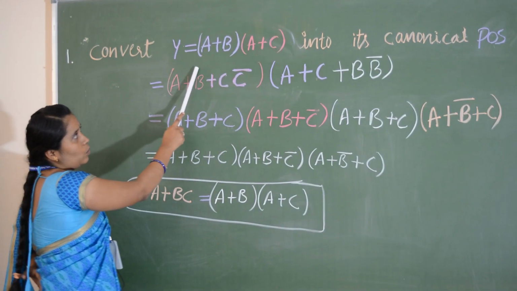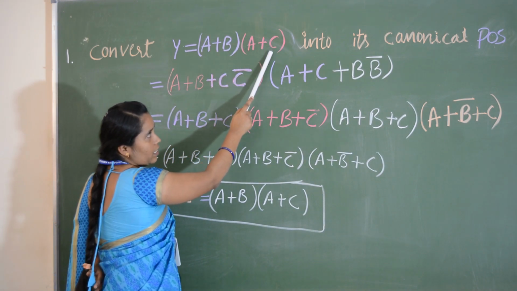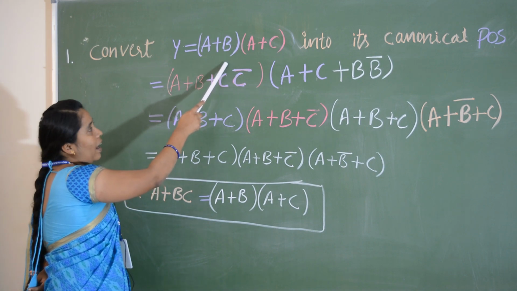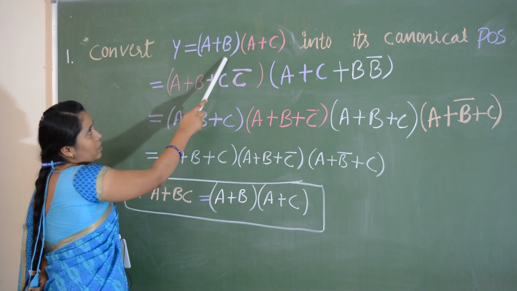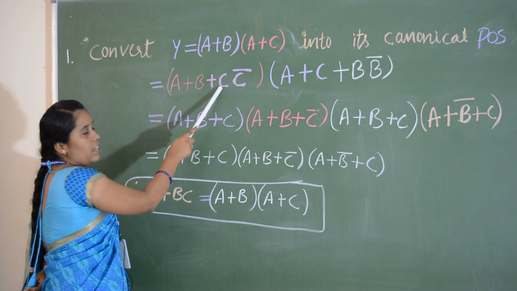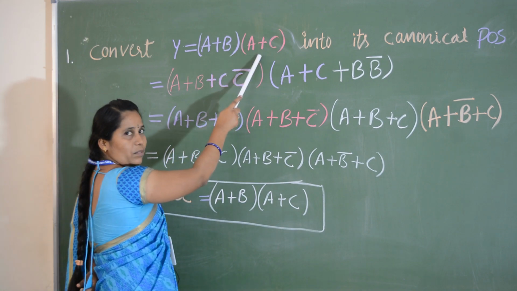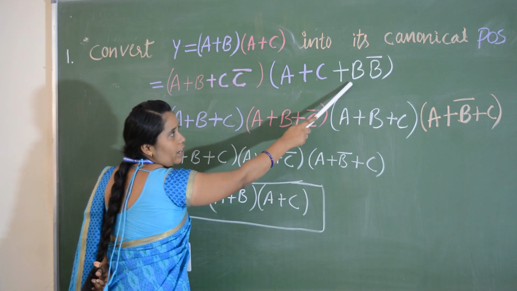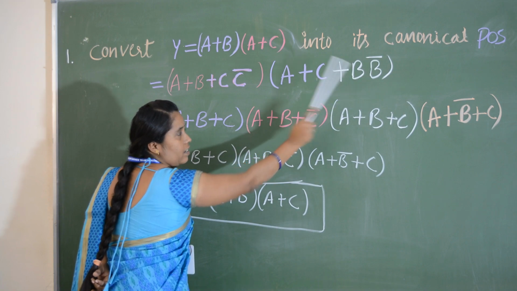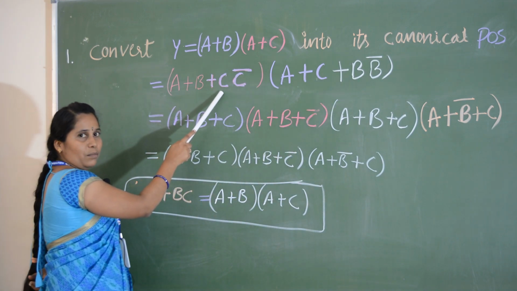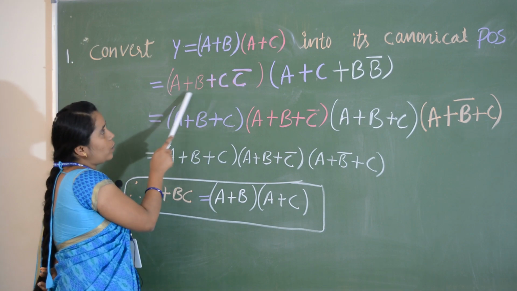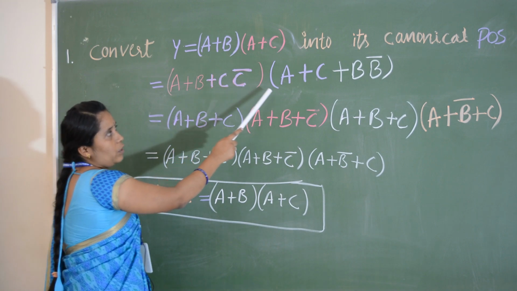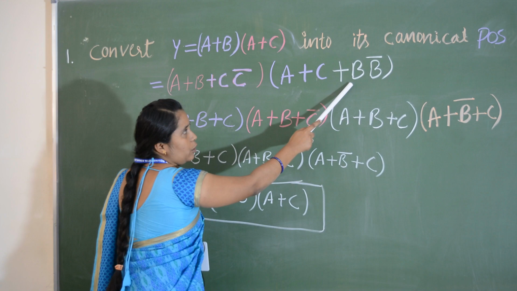Convert y is equal to A plus B into A plus C into its canonical POS. Here in the first sum term, identify the missing variables. A plus B, here the missing variable is C and its complement. See the second sum term. In the second sum term, A plus C, here also the missing variable is B, the variable B and its complement. Next, add the missing variables and its complement to each sum term, that is A plus B plus C into C bar into A plus C plus B into B bar.